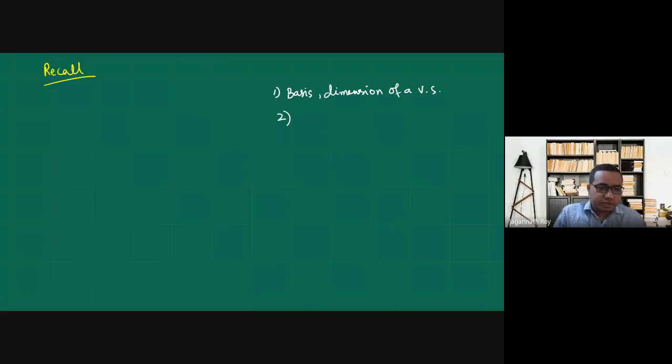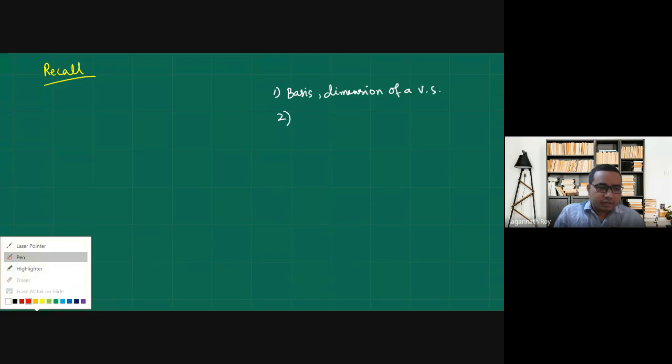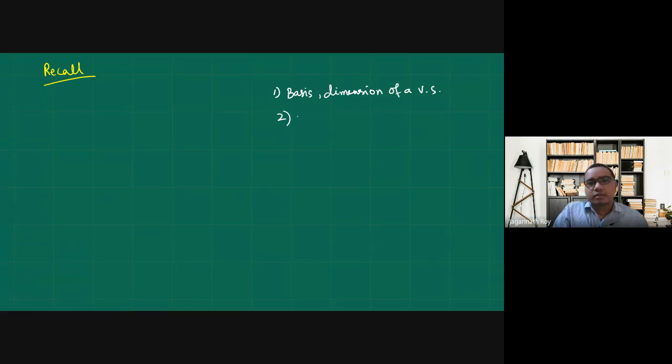So we have seen basis and dimension of a vector space, and then we have defined the row space of a matrix. Also, you can write column space.